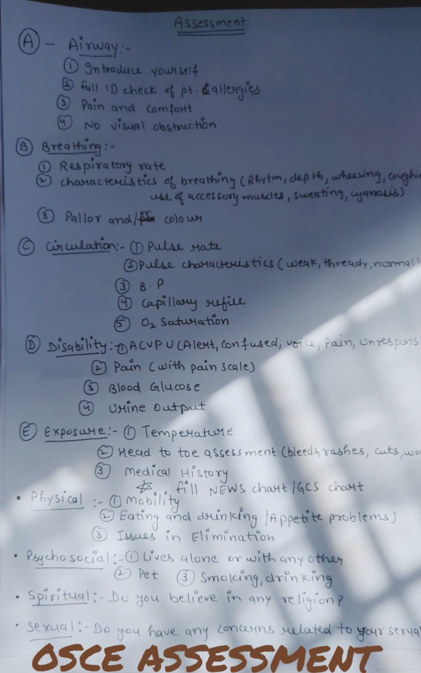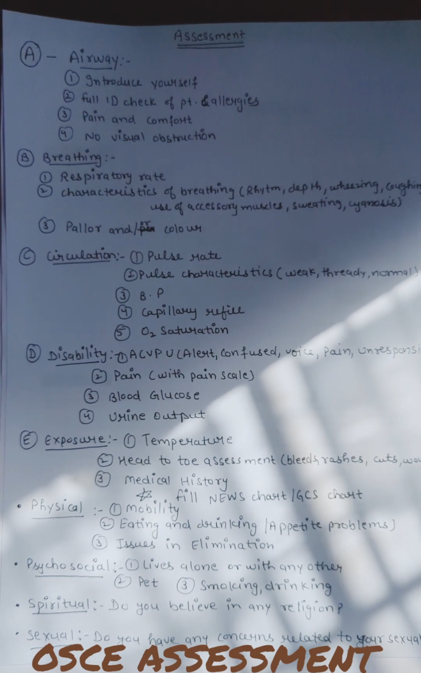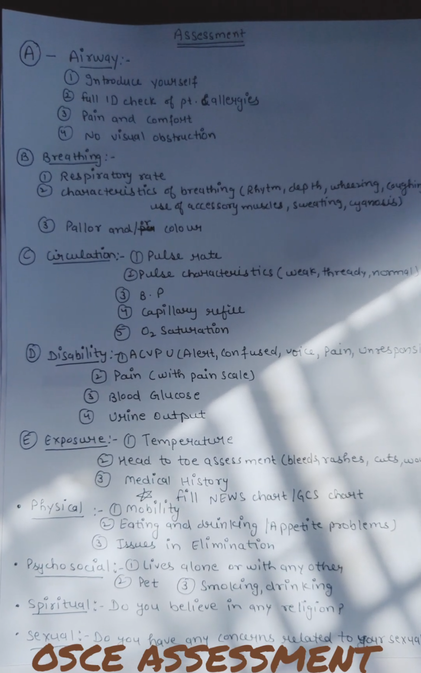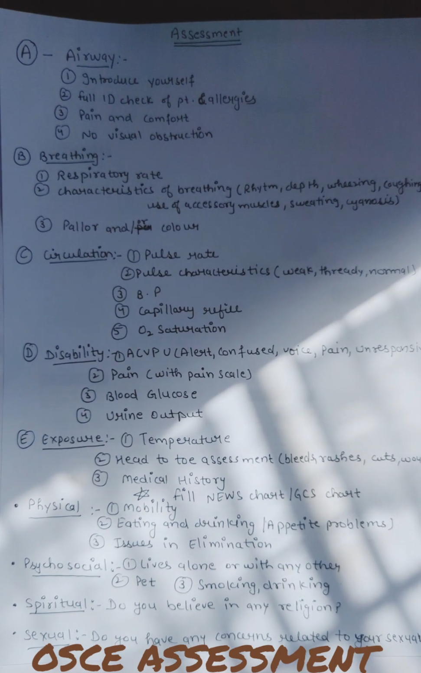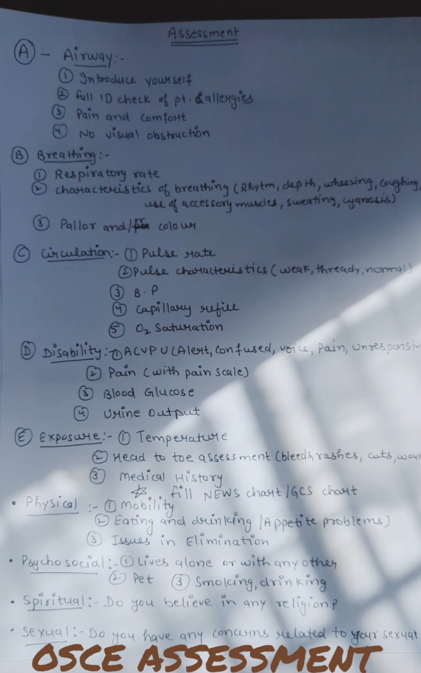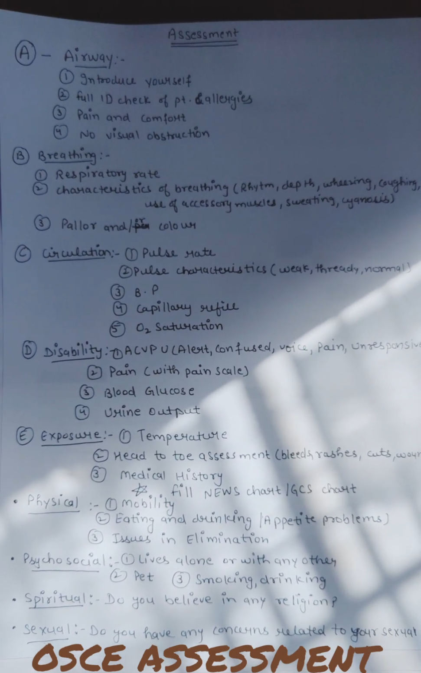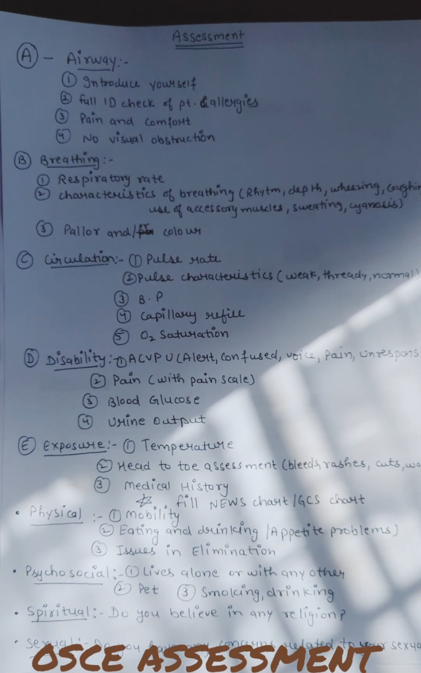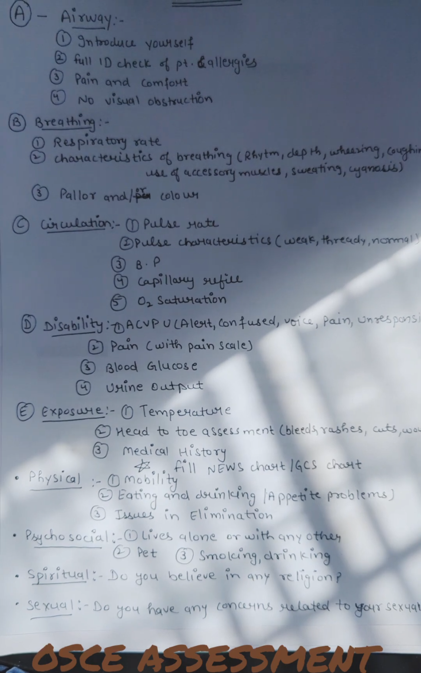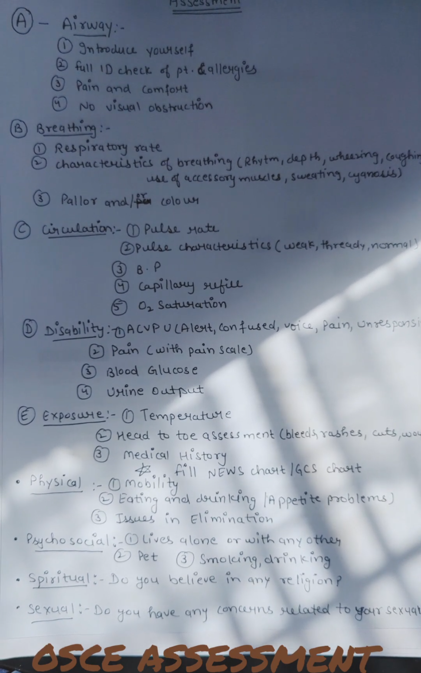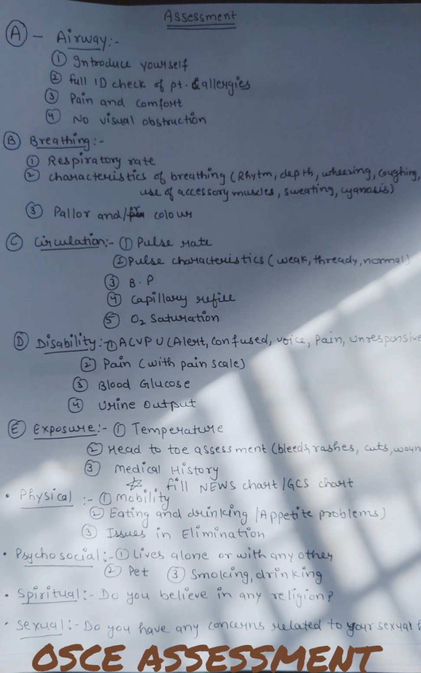Ask the patient whether he or she has any mobility problems, or is using any walker to move. Or you can also see from the scenario of the assessment, as all things are written there. After that, you will ask about any appetite problems, whether the patient has any eating or drinking problems. Then you will also ask whether there are any issues in elimination.